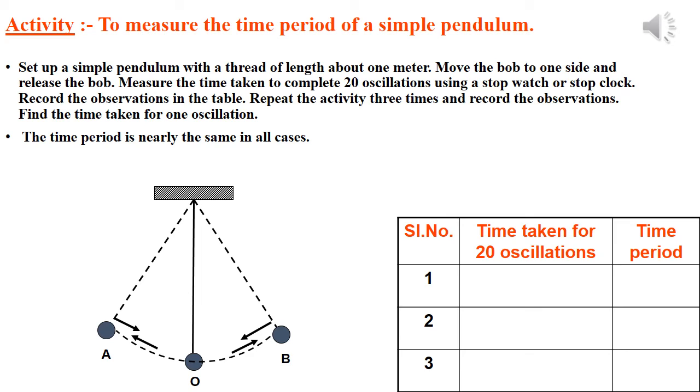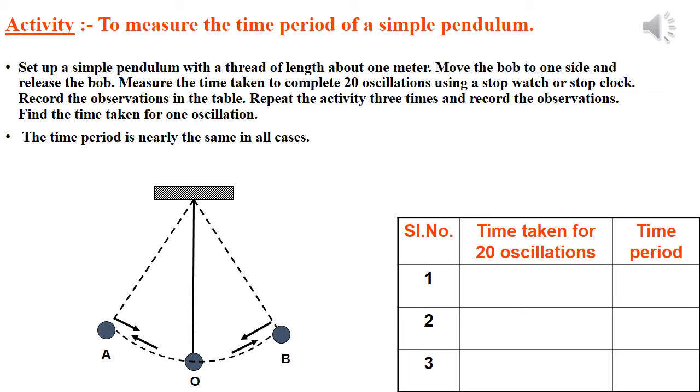Repeat the same activity by pulling the bob to a greater or a lesser distance from the mean position, by changing the bob, and then by changing the length of the pendulum. What do you observe here? Okay, so the time period of the pendulum remains the same until the length of the pendulum is changed.